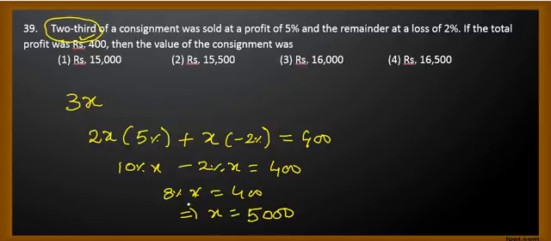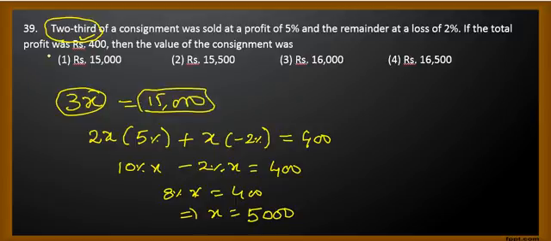Implies x is equal to 5000. Now what is the question? The total value of the consignment. Consignment value is how much? 3x. So 3 into x, 3 into 5000, which is equal to 15,000 is the answer. Option 1.